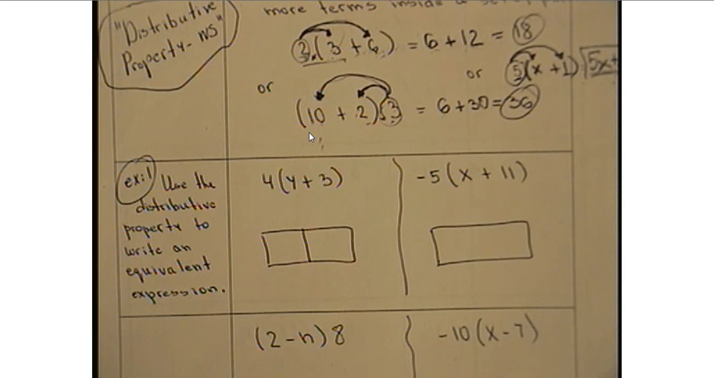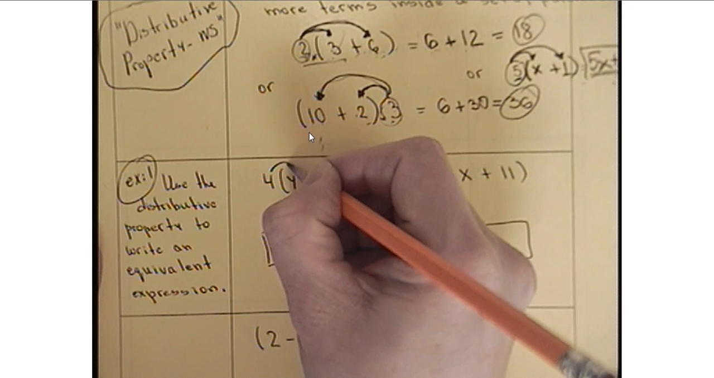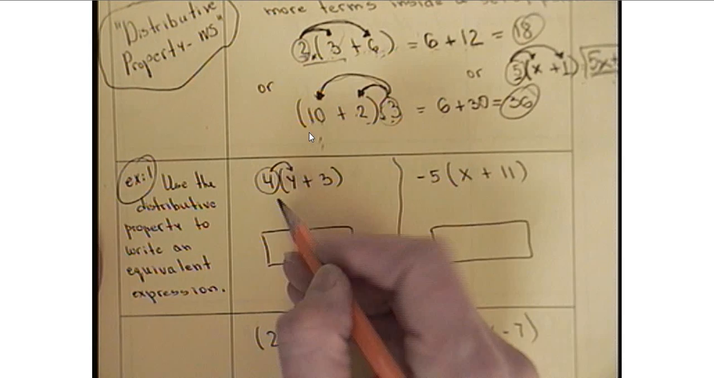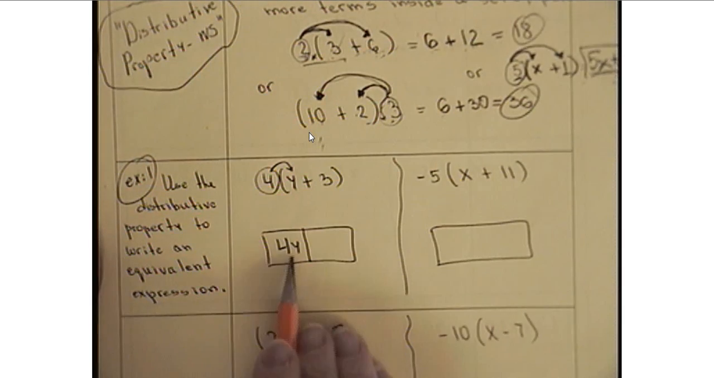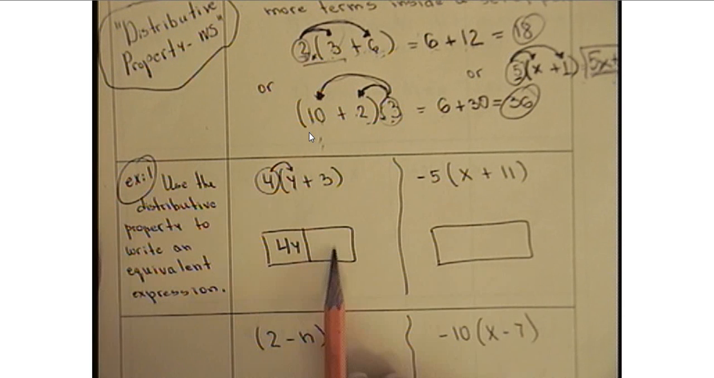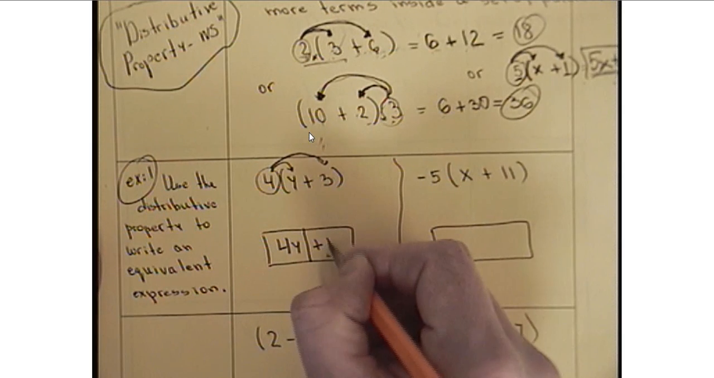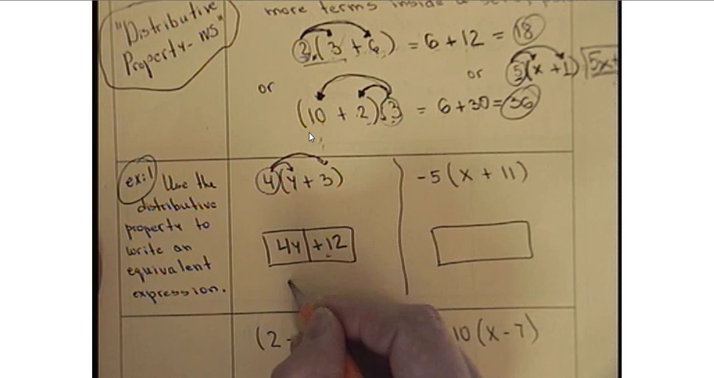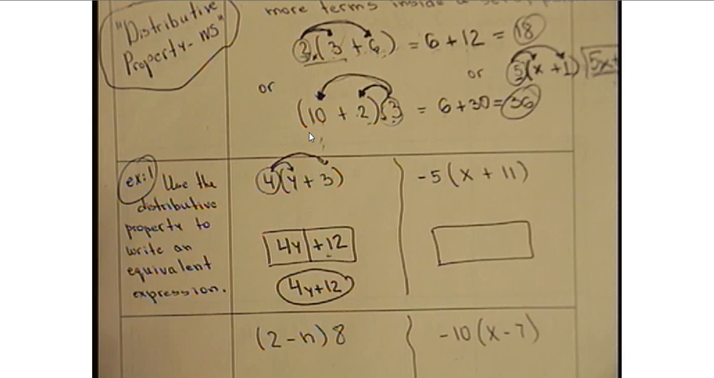Use the distributive property to write an equivalent expression. Okay, so I will go 4 times y, so the number outside times y, 4 times y is 4y. And I have those blocks for you just to remind you that we need to do another multiplication here, so we can't just leave it empty. 4 times 3 is plus 12, positive 12. So 4y plus 12 will be the answer we're looking for.